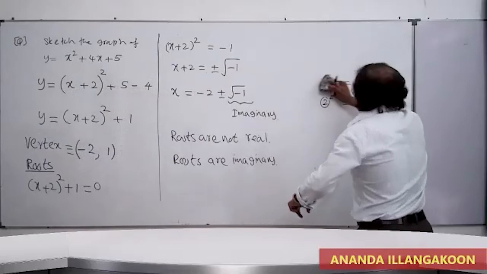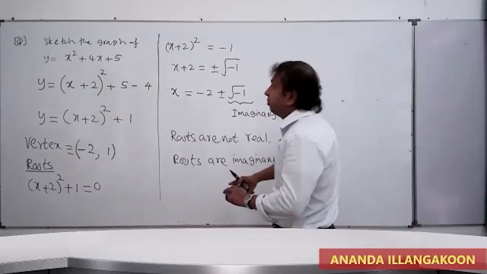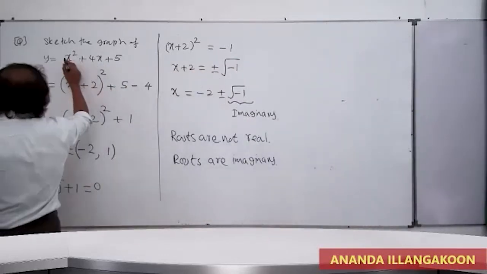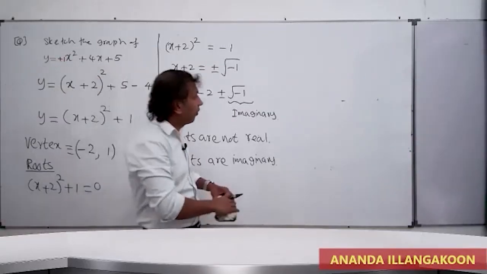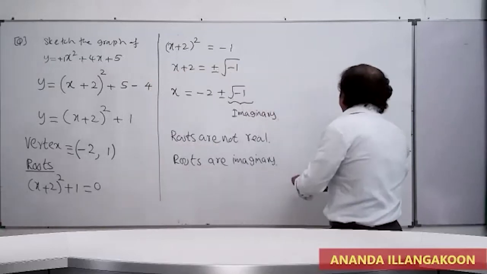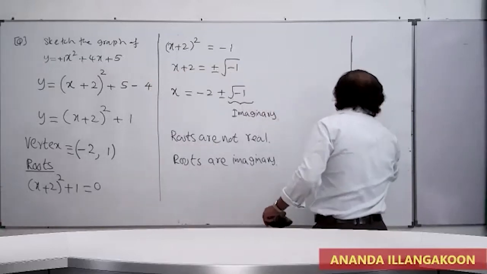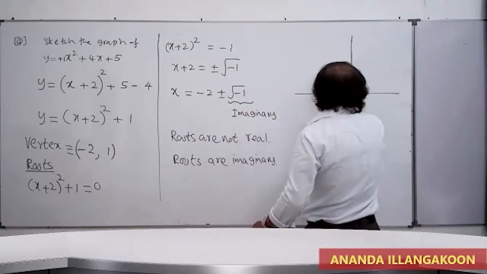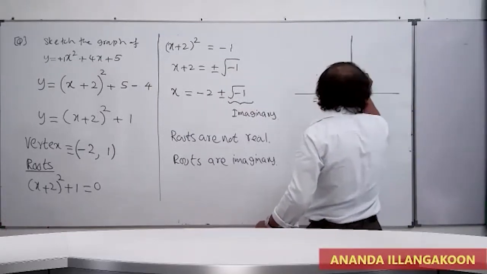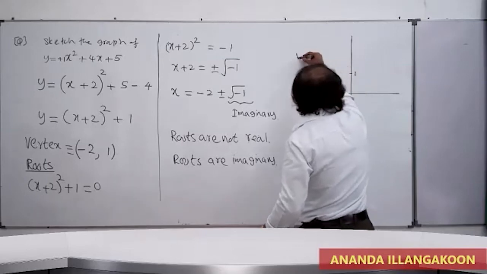What is the graph, people? The graph is a minimum graph. What is the reason? The x squared coefficient is plus 1. What is the vertex? Minus 2, plus 1. Right, minus 2, plus 1 is the vertex. See here, people, the graph is this. The x coordinate is -2, the y coordinate is 1. The graph is like this here.